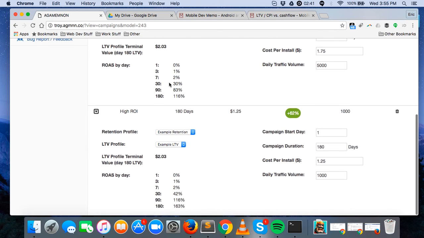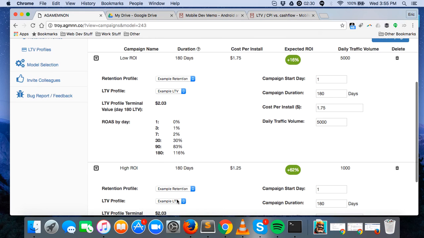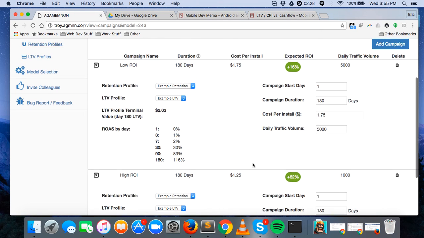Here you see that by day 90 for the low ROI campaign, you've only recouped 83% of your spend. And on day 90 for the high ROI campaign, you've already made profit, 16% profit. Otherwise, these are exactly the same except for the cost per install.